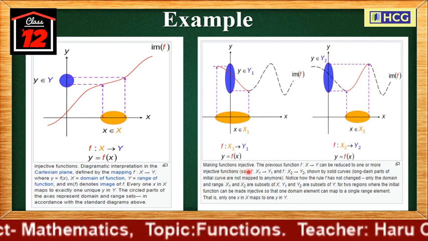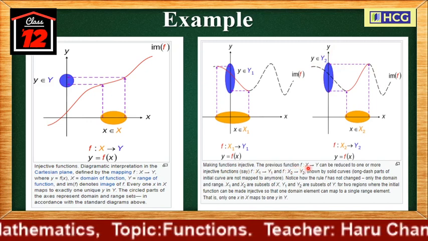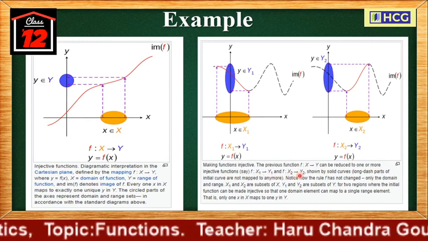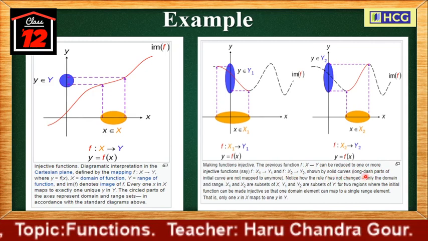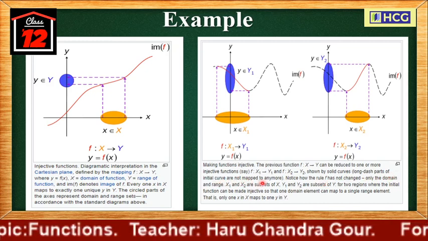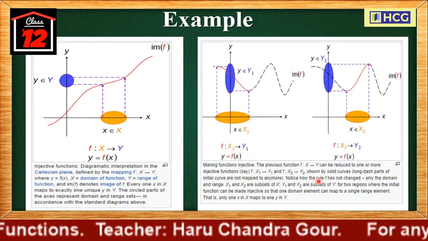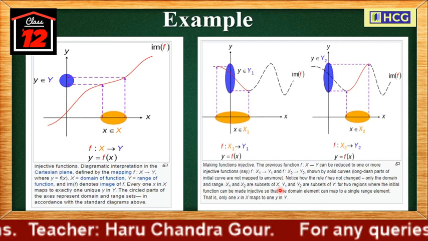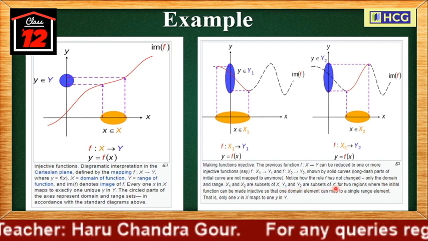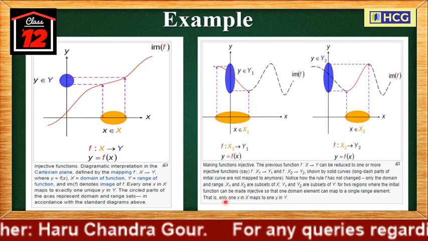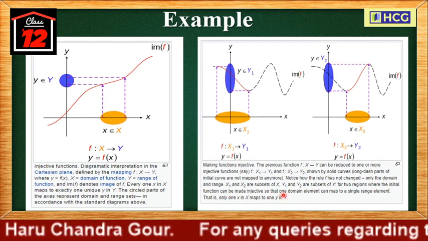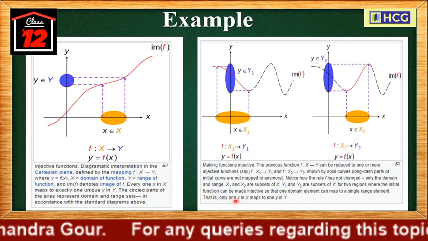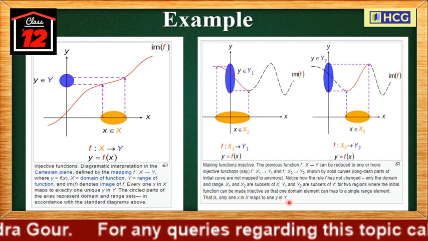Making the function injective, the previous function f from X to Y can be reduced to one or more injective functions, say f from X1 to Y1 and f from X2 to Y2, shown by the solid curve. Parts of the initial curve are not mapped to anymore. Notice how the rule f has not changed. Only the domain and range change: X1 and X2 are subsets of X, and Y1 and Y2 are subsets of Y. For two regions where the initial function can be made injective, one domain element maps to a single range element, that is, only one x maps to only one y in Y.